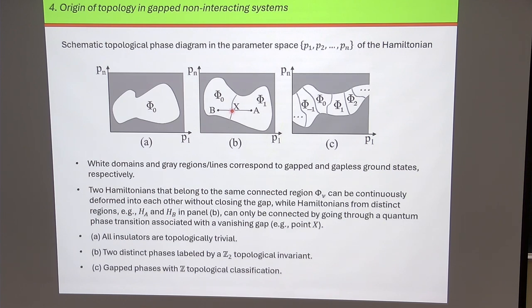There are two gapped phases, but they are different, so they are non-equivalent. They will be described by different topological numbers. So this will typically be the case in which you have this C2 topological invariant, because you will have just two numbers, one describing this phase and one describing the other phase.